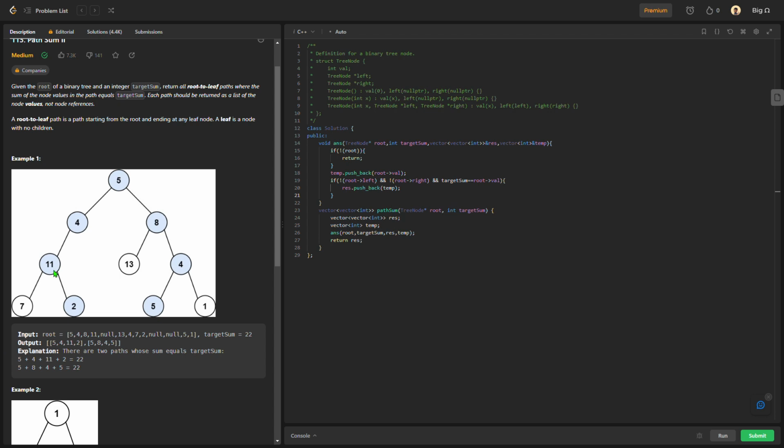So what is 11's value? Oh, sorry, we are at 2. So what is 2's value? So this node's value is 2. So this node's left and right is null.